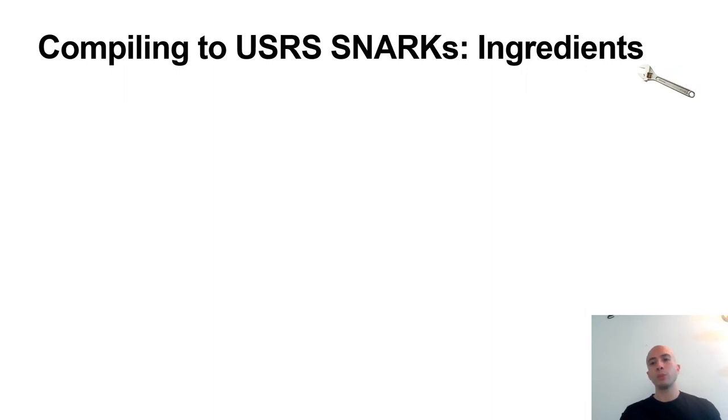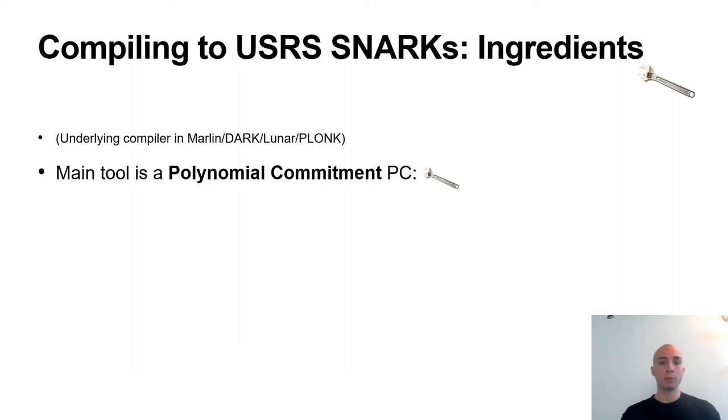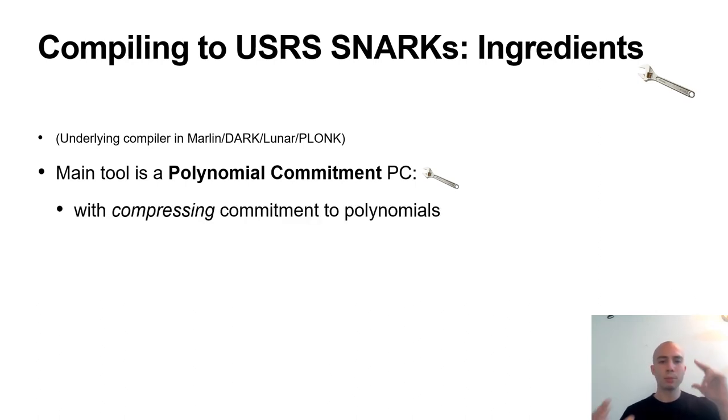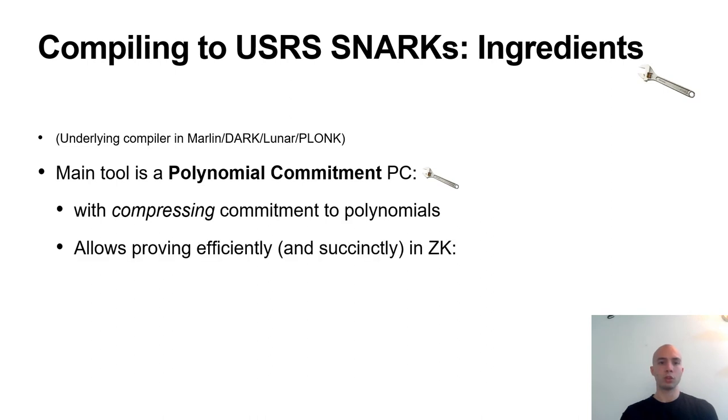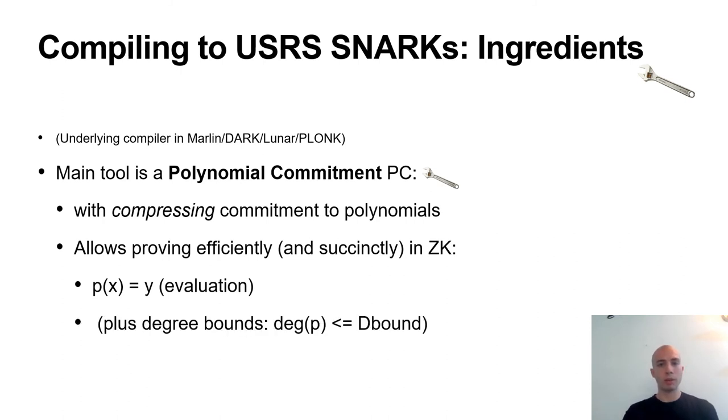Okay, so if you have an AHP, how do you compile that to a USRS-SNARK? And what you need here is polynomial commitment. This is the main tool in some other compilers, such as the Marlin, Dark, Lunar, and Plonk compilers. And by polynomial commitment, we mean a machinery that takes a polynomial and compresses it into a very short digest and allows to prove efficiently and succinctly in zero knowledge an evaluation of the polynomial, basically the queries I mentioned earlier. But also, there are some other caveats.